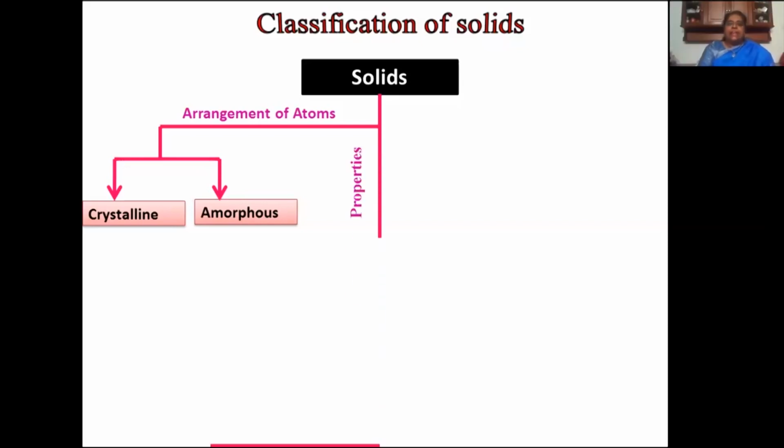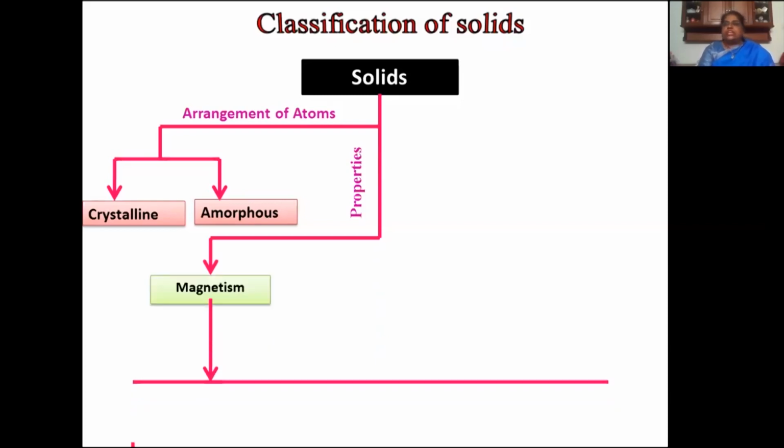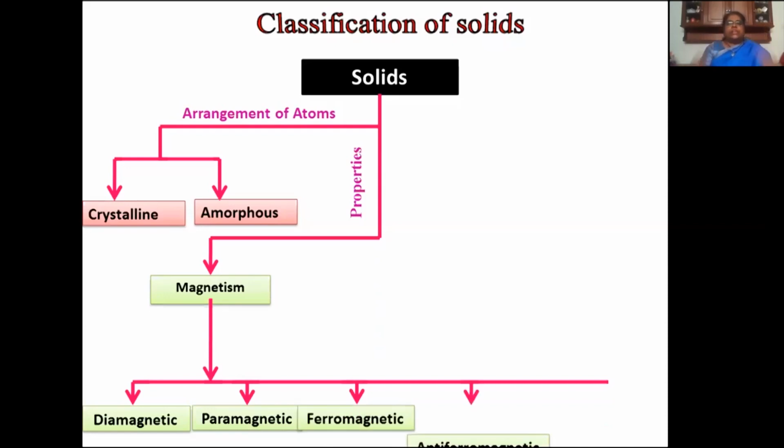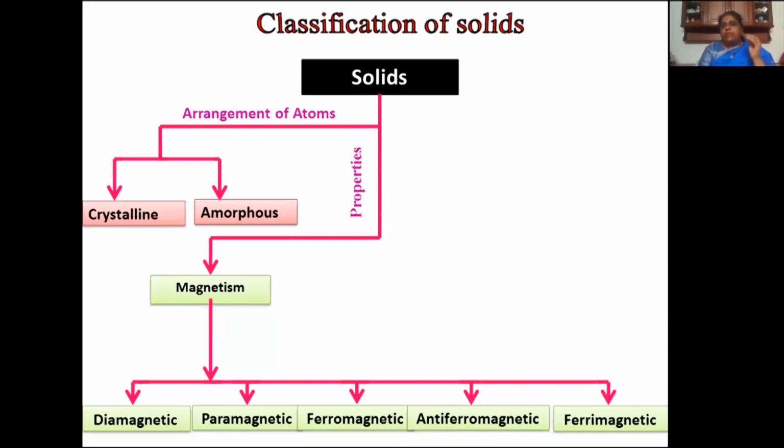And the second classification comes based on the properties. So you want to investigate different types of solid, you can classify them based on the properties. For example, take the property of magnetism. It is one of the salient properties of material. Now, what are magnetic solids? If the solids respond to an external magnetic field, then it is called a magnetic solid. If it doesn't respond to an external magnetic field, then it is a non-magnetic one.